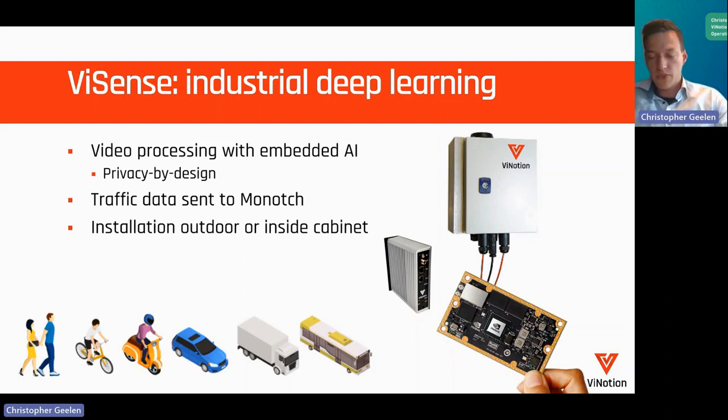And as said, the traffic data remains and will be broadcasted to Manoj and then on to different partners like Royal Haskoning DHV. On the bottom left, you can also see different traffic users. You can see the pedestrians, the cyclists, the scooters or the motors, cars, trucks and buses. Those are all different types of traffic users that we can detect, classify, and send over to the CITS application to be used in the policy making.